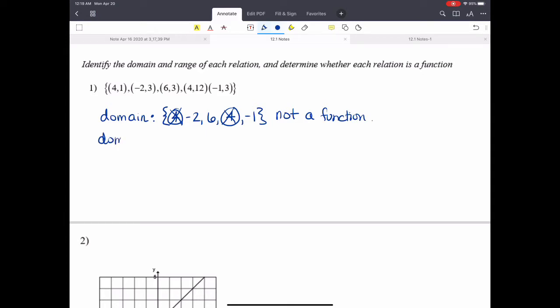So if I were to write out what the domain is and be more neat about it, the domain is going to be -2, -1, 4, and 6. You don't have to write repeats. The range is going to be the set of all the y values. So the y values are 1, there's a 3, there's another 3, so I'm not going to list that again. There's a 12, and then there's another 3. So there's really only 3 y values, a 1, a 3, and a 12. And again, like I said, this is not a function.